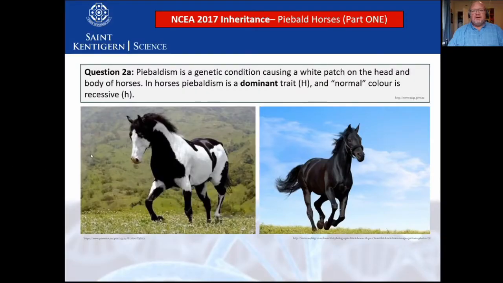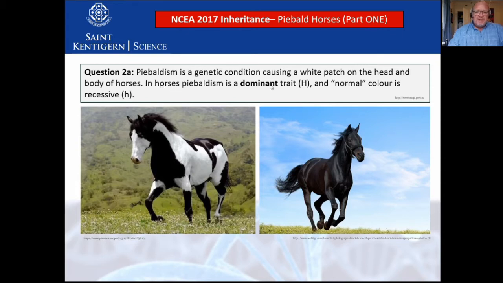So, without further ado, today we are going to talk about some more inheritance. This was a question in 2017. The question was about piebaldism. Piebald is white patches on a black horse, and you can sometimes see that in humans as well. I don't know if you've ever seen somebody with a little white patch in their hair. I know two or three people with this. It's a genetic condition causing white patches on the head and the body of horses.